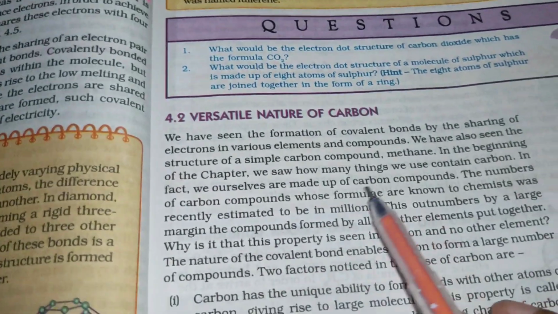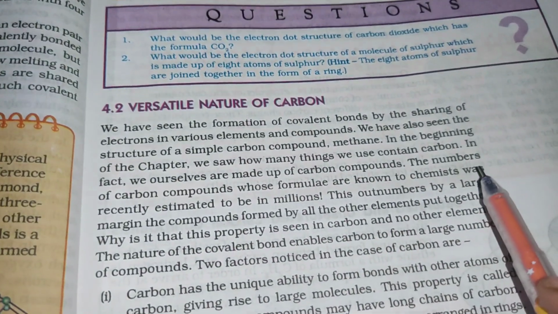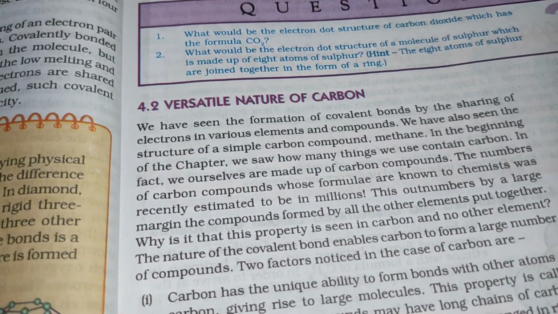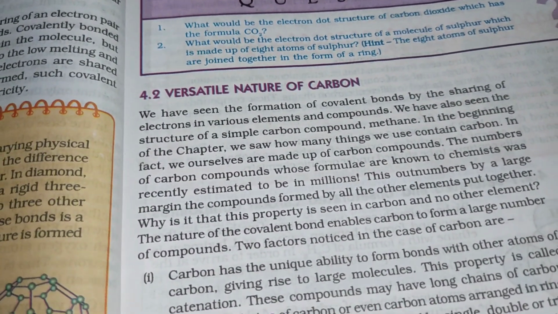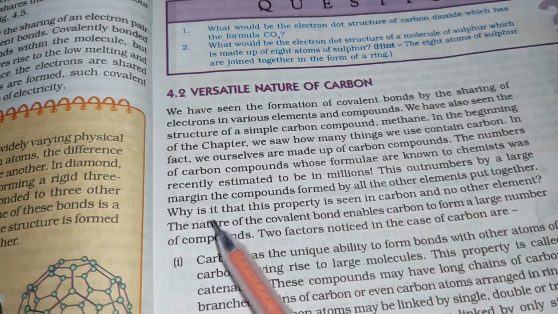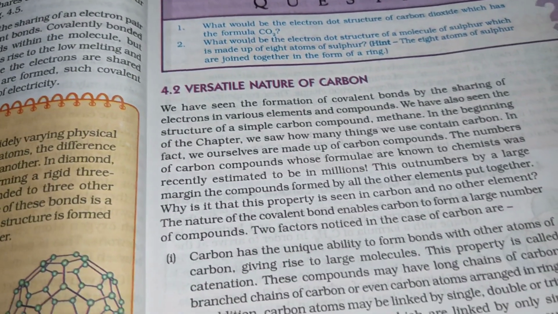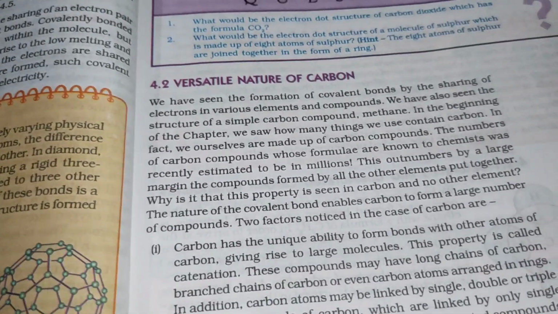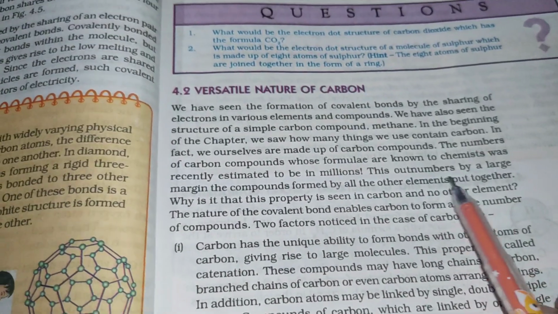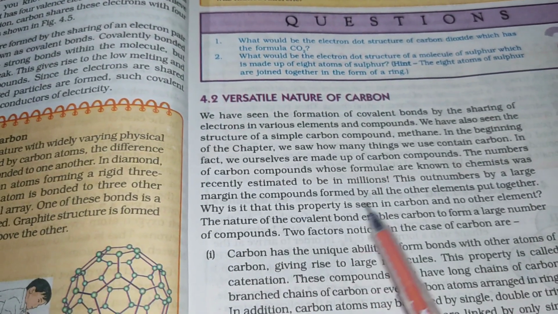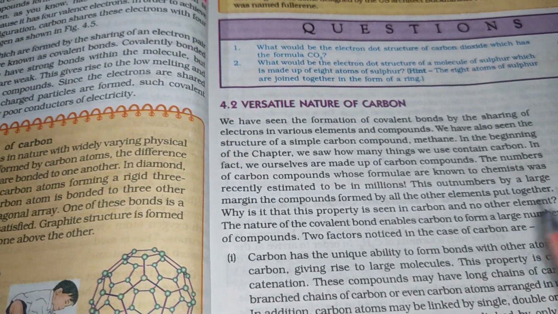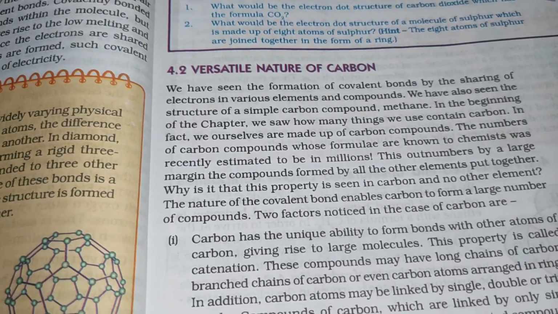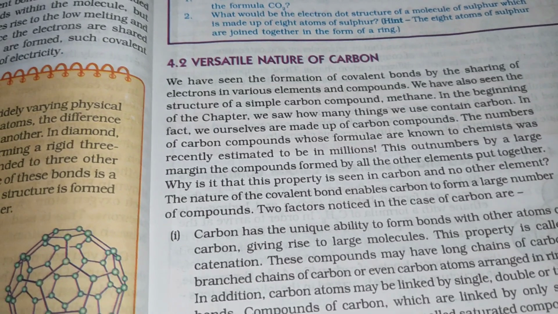In the beginning of the chapter, we saw many things contain carbon. In fact, we ourselves are made up of carbon also. The number of compounds whose formulae are known to chemists was recently established to be millions. So many carbon compounds are there, along with their formulas. This outnumbers by a large margin the compounds formed by all the other elements put together.